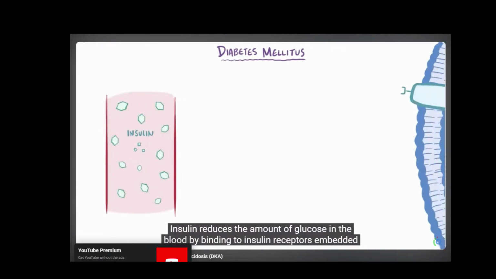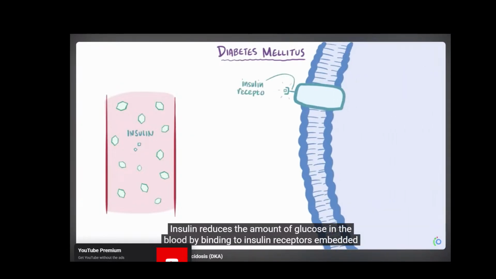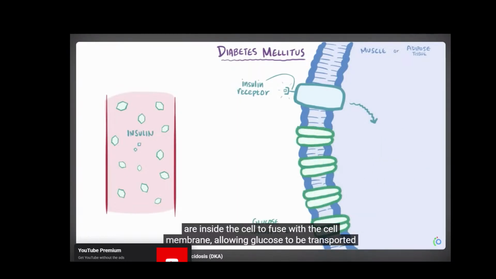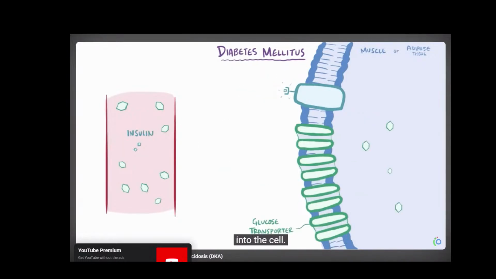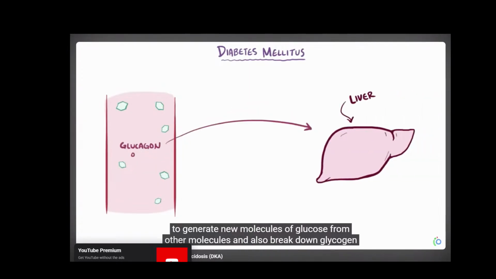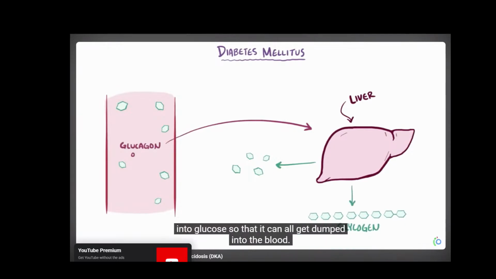Insulin reduces the amount of glucose in the blood by binding to insulin receptors embedded in the cell membrane of various insulin-responsive tissues, like muscle cells and adipose tissue. When activated, the insulin receptors cause vesicles containing glucose transporter that are inside the cell to fuse with the cell membrane, allowing glucose to be transported into the cell. Glucagon does exactly the opposite. It raises the blood glucose levels by getting the liver to generate new molecules of glucose from other molecules, and also break down glycogen into glucose so that it can all get dumped into the blood.